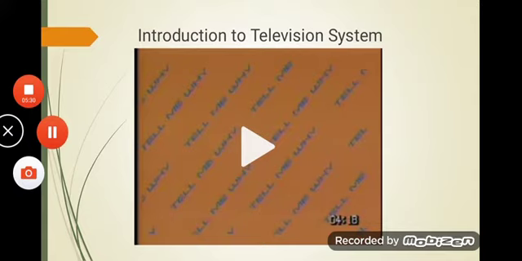Whatever I have said right now, let us try to figure it out. Let us try to understand with a small video here, which will give you the introduction, like how the television system works.